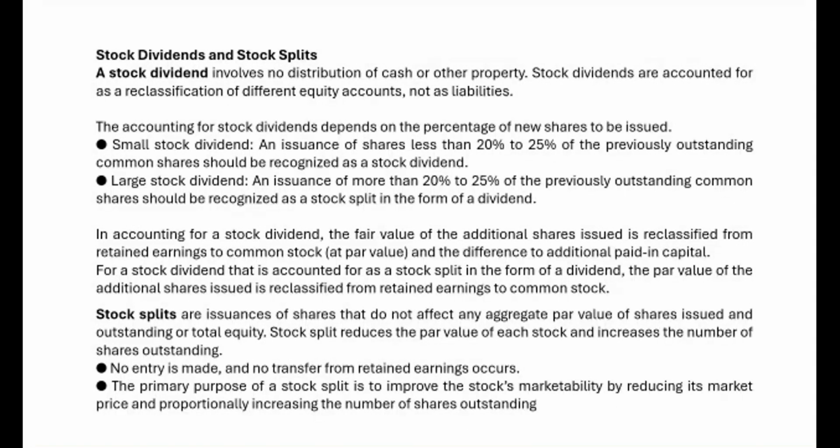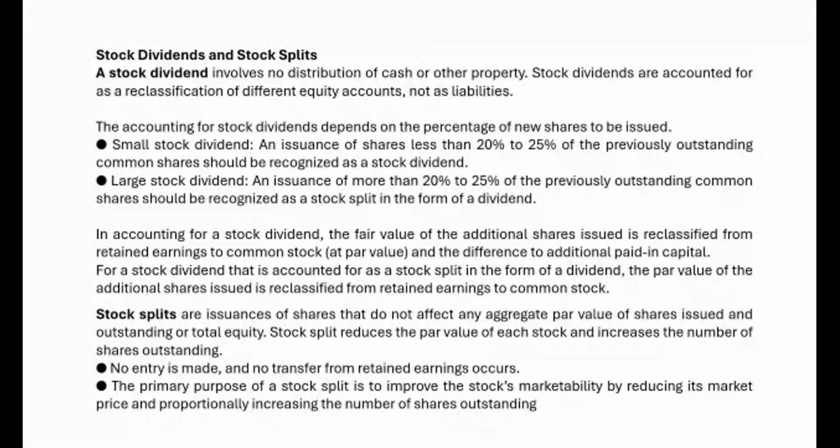Small stock dividend. An issuance of shares less than 20% to 25% of the previous outstanding common shares should be recognized as a stock dividend. Large stock dividend. An issuance of more than 20% to 25% of the previous outstanding common shares should be recognized as a stock split in the form of a dividend.